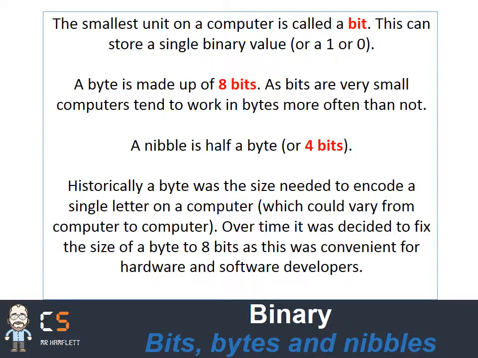So it's a little bit of background. A single bit is a 1 or 0. So we call the 1s and 0s bits. A byte is made of 8 bits and is traditionally used to store a single letter on the screen using ASCII. A nibble.